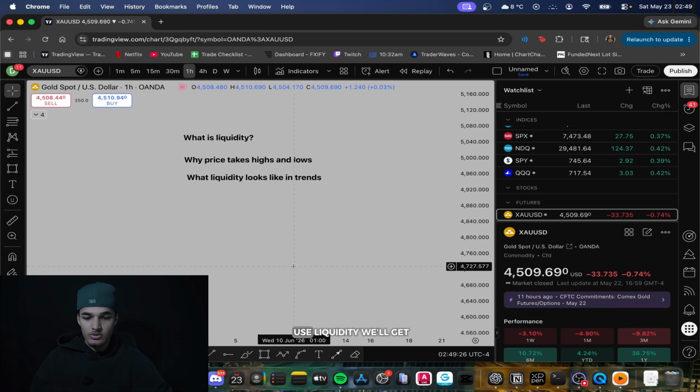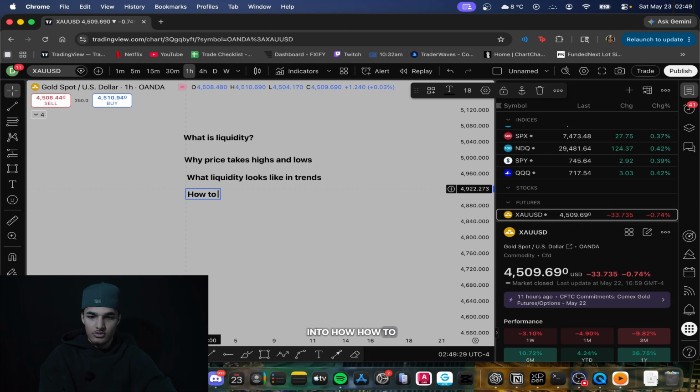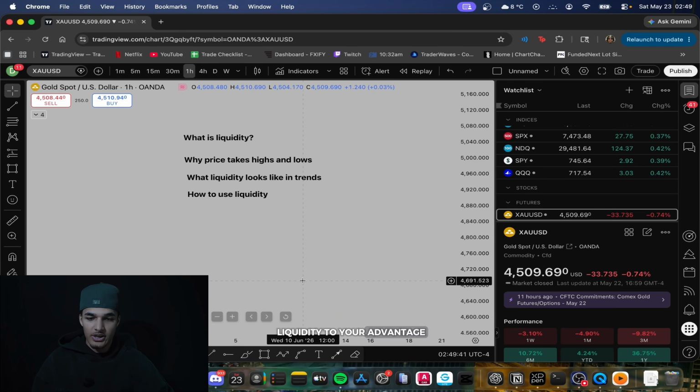So if you want to use liquidity, we'll get into how to use liquidity. If you want to use liquidity to your advantage, you can't chase the breakouts. You have to wait to see a reaction after liquidity is taken. And once you see that reaction, you can make a more educated prediction of where market is going to go after. You want to be watching for liquidity sweeps, rejections, displacement, breaks of structure, because liquidity can help you in so many ways.